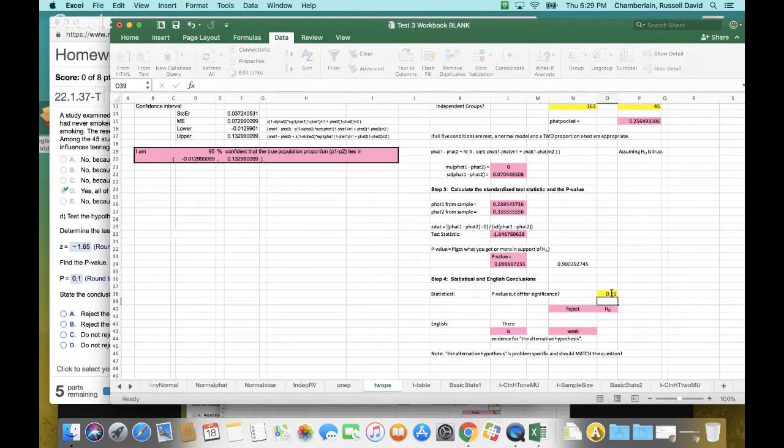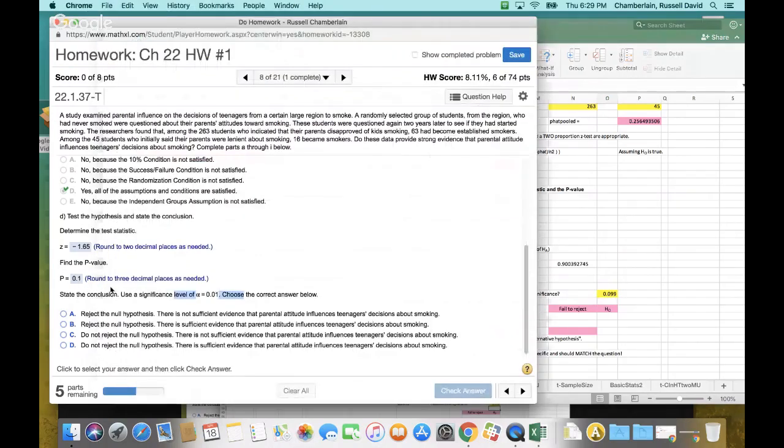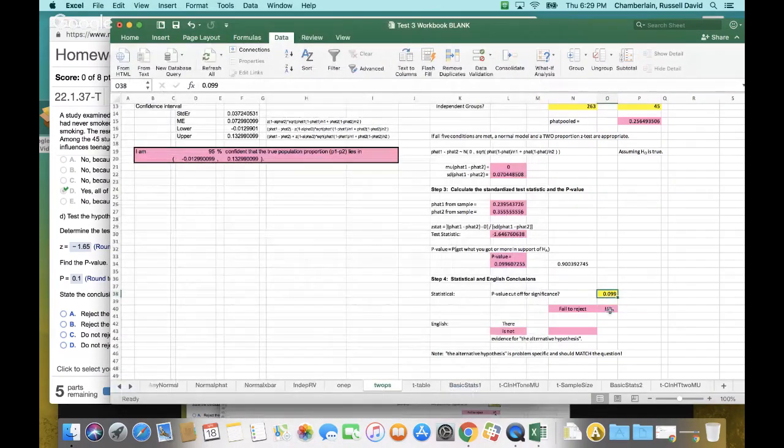If our significance was 11%, we would reject H naught. If it was 10%, we would still reject H naught. If it was 0.099999999, that rounded to 10. If it was 0.09, we would fail to reject. So the second we go below that, the second our significance is less than our p-value, otherwise thought of as our p-value is greater than our significance, we fail to reject null.